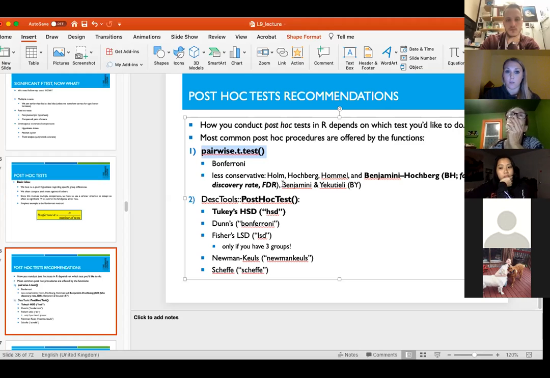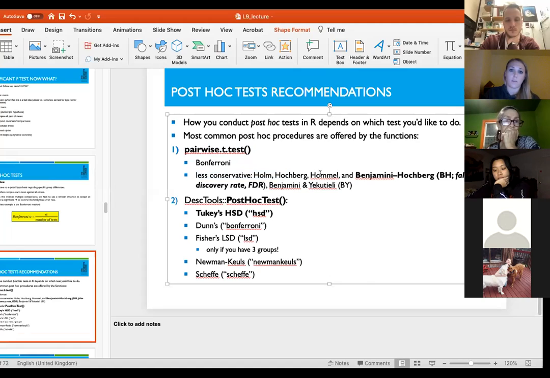If you want to use the Bonferroni method, this is how you would do it. Less conservative corrections are the Holm, Hochberg, Hommel, and Benjamini-Hochberg. This is often just called FDR, or false discovery rate. That is one of the ones I most frequently use, or Tukey's is another good post hoc test that will automatically correct for multiple comparisons.